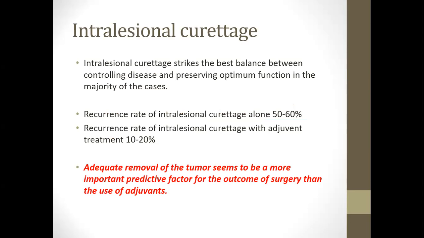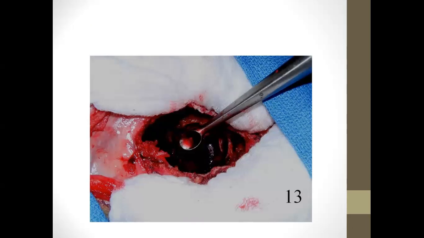The recurrence rate of intralesional curettage alone is about 50 to 60%, but with adjuvant treatment, it decreases to 10 to 20%. But bear in mind that adequate removal of the tumor seems to be a more important predictive factor for the outcome of surgery than the use of adjuvants. This is how it looks when you open a giant cell tumor. Be generous with your window.